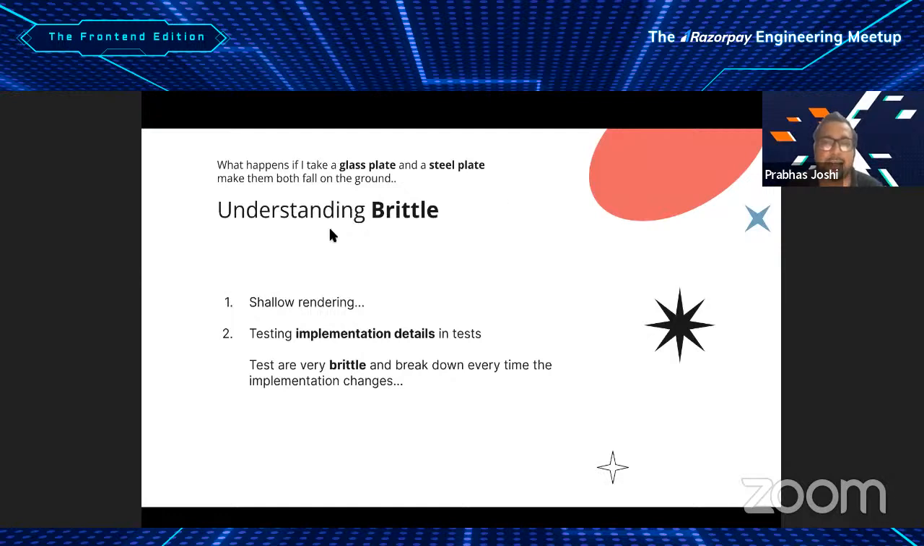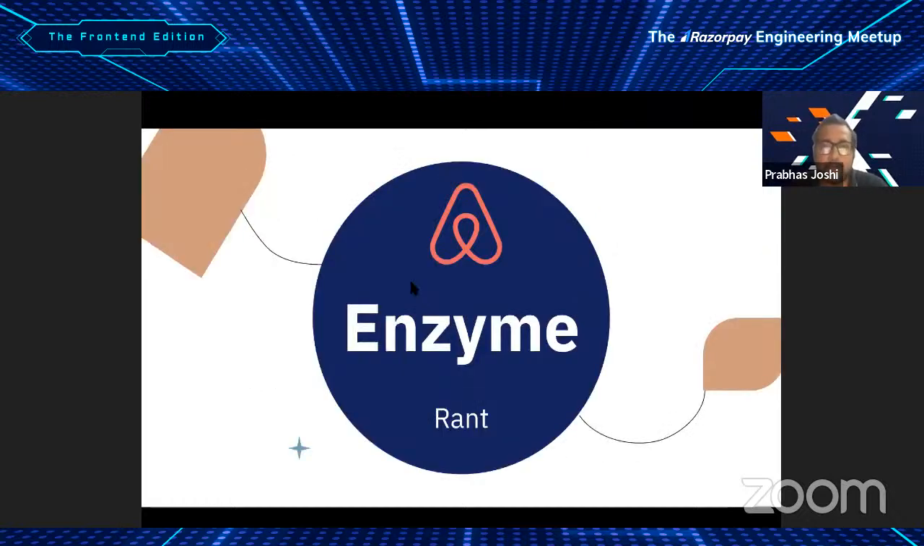We want to understand what's brittle, right? What happens if I take a glass plate and a steel plate and make them both fall on the ground? Why am I using words like brittle to describe our tests? The glass plate will break and the steel plate will not break. The software that we write and the tests that we write are a similar thing. Like you take some plates and make them fall on the ground. If a test is brittle, if a test is written around implementation, it will break. The journey of making a thing fall from above is basically code refactoring. If a test is brittle, then it will break. That's what Enzyme was centered around.